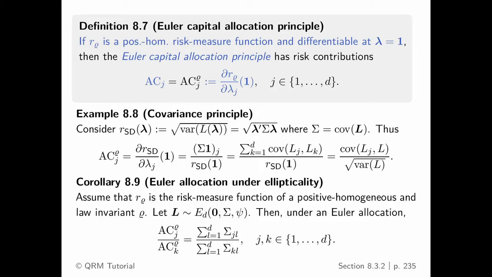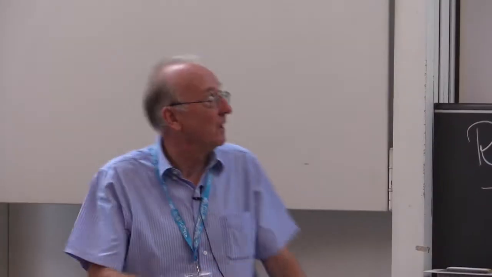And now you take your risk measure, and you get the covariance principle, if your risk measure is the standard deviation here, which is homogeneous of order 1. I've not used anything else. Homogeneous of order 1. Only that, I assume.